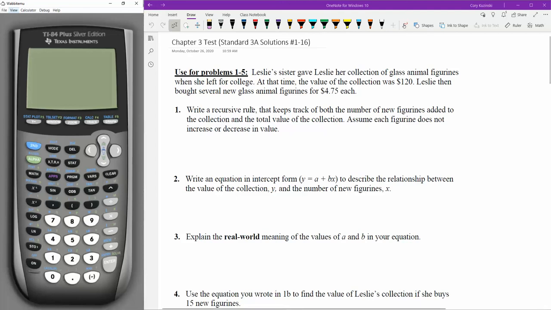It's Mr. Kaczynski. Going to go through the first part of the Chapter 3 test, basically modeling linear relationships here. Here we go. So we got Leslie and her sister is giving her a collection of glass animal figurines.